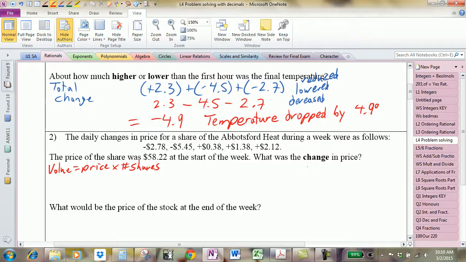Okay. So what these are representing is just the changes. So what would a negative 2.78 change be? What does that mean? The price of the stock went up $2.78? No, what happened? It dropped, it got lowered, it reduced. You lost money because the price went down. So what we're going to do is find the total change in price. We're going to add all our changes.